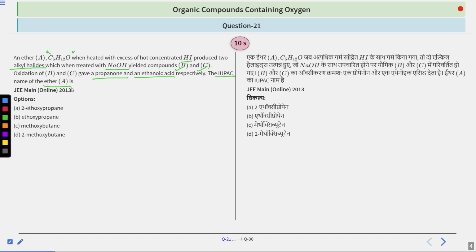The IUPAC name of ether A is, so the ether A which is given as C5H12O, we have to find out the IUPAC name of the ether. This question was in JEE Mains in online mode in 2030. Options are 2-ethoxypropane, ethoxypropane, methoxybutane, or 2-methoxybutane. You have some time to think about this question. After that, we will see the answer.